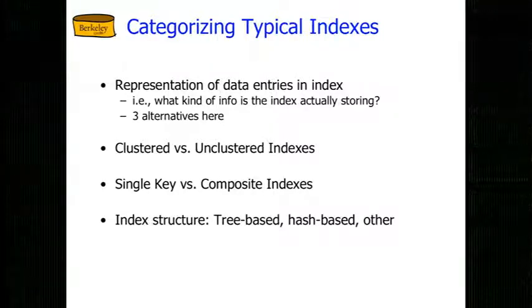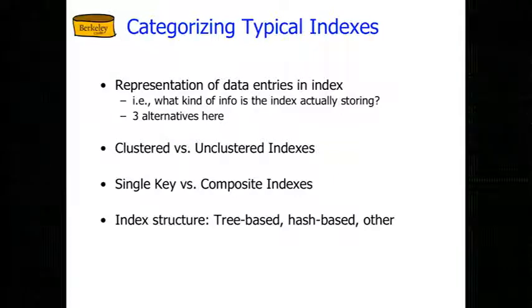So let's go through, independent of what kind of selections you support, what are some of these typical indexes? How are they structured? And here are some of the decisions you can make when you define an index. All right, first of all, what representation of data entries, the things that this thing looks up, will we have? There are going to be 3 alternatives here we're going to go through. So what is the index actually storing? People tend to get a little confused about this, but it's pretty straightforward. Indexes can store actual records from the database, but they could also store pointers to records of the database or pieces of records from the database. So we'll get some choices like that.